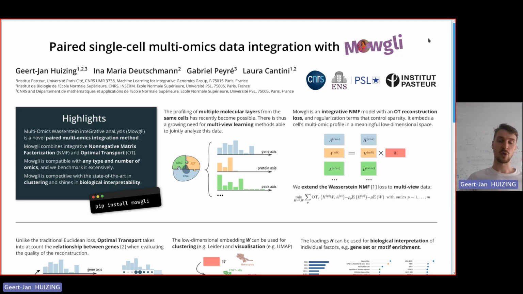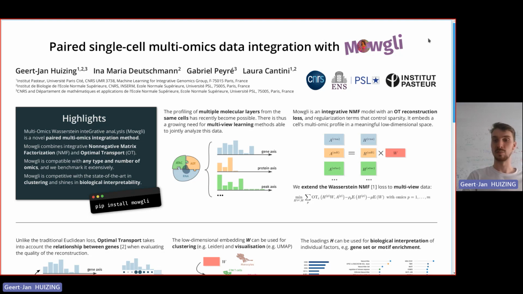In recent years, the profiling of multiple molecular layers from the same cells has become possible. And thus there's a growing need for computational methods that are able to learn from this complementary data, for example, gene expression and chromatin accessibility, or surface proteins, and to jointly analyze these complementary regulatory layers in order to gather biological insights. Mowgli is a new integrative non-negative factorization model with an optimal transport reconstruction loss that pushes the boundaries of linear models for single-cell multi-omics integration.